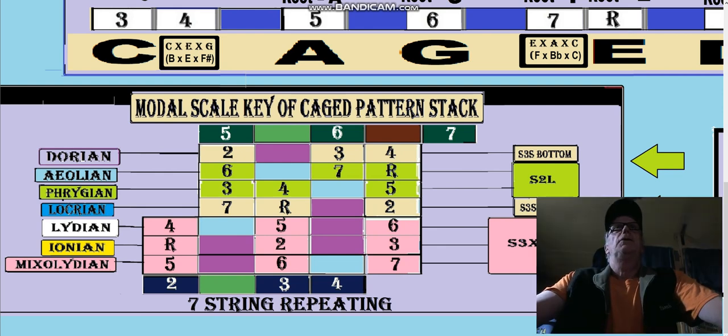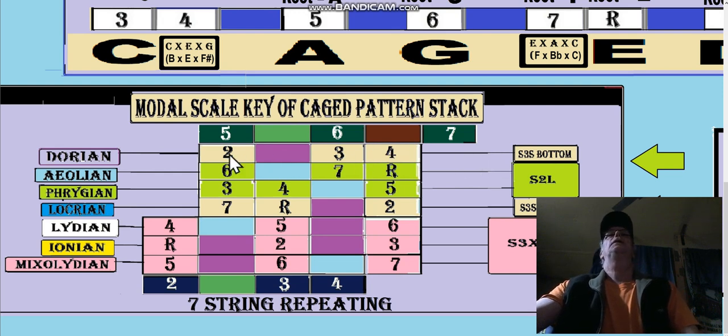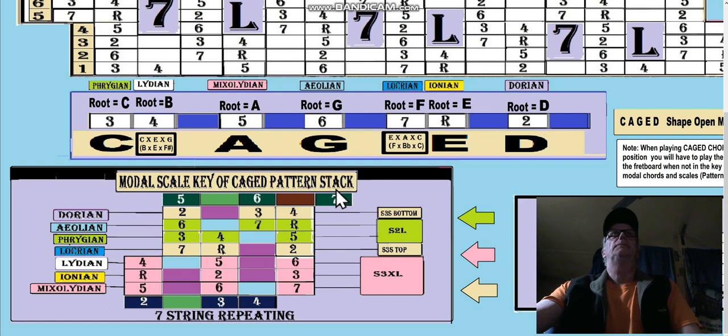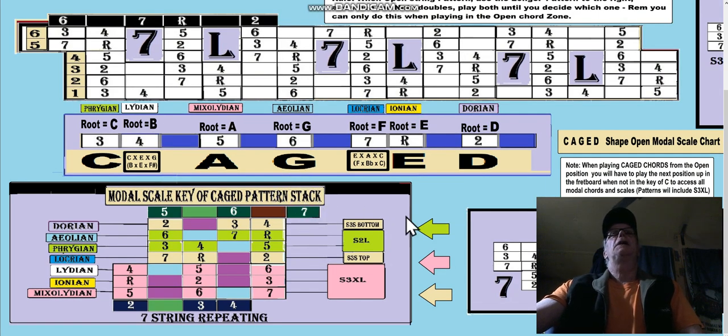Okay, so we've got a new pattern stack here, which is actually these four here. And when you play them, count up: 7R, 2, 3, 4, 5, 6, 7R, 2, 3, 4. It's going to be called the S4L, stack of 4 long, because here's an S2L in the middle of it. So I thought I'd call it the S4L. It's really a combination of the S3S and the S2L.